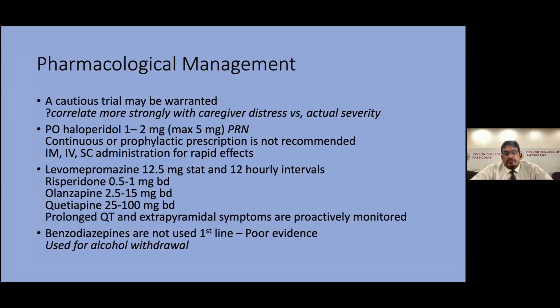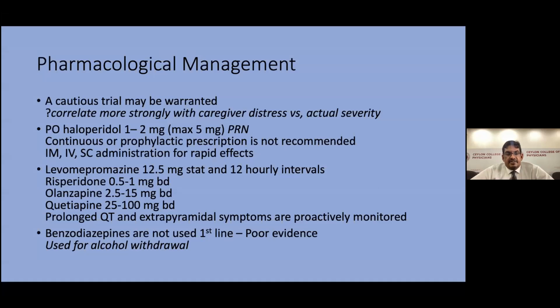Prolonged QT is something that we miss out in this country as physicians mainly. We do not look at the QT interval when we get an ECG, and patient can have a lot of deleterious effects. Look out for extrapyramidal symptoms and benzodiazepines. We may give things like diazepam, etc., to sedate the patient, but there's poor evidence, and it has been shown to be associated with worse outcome.